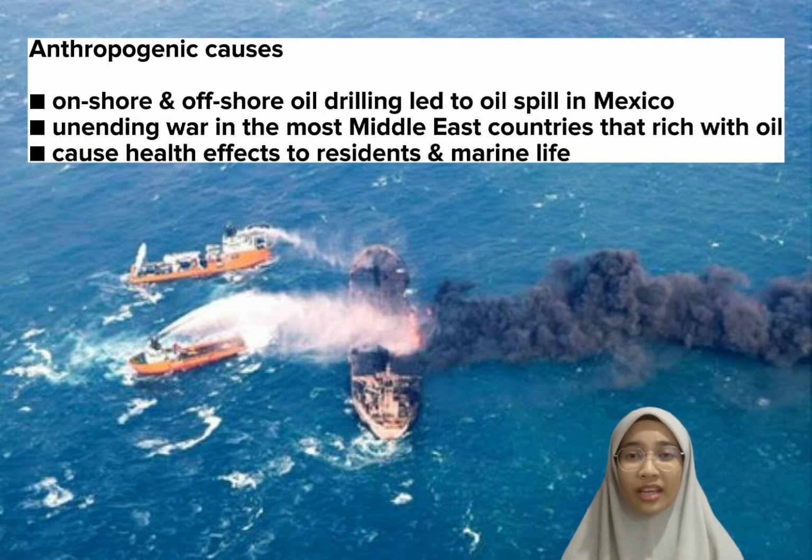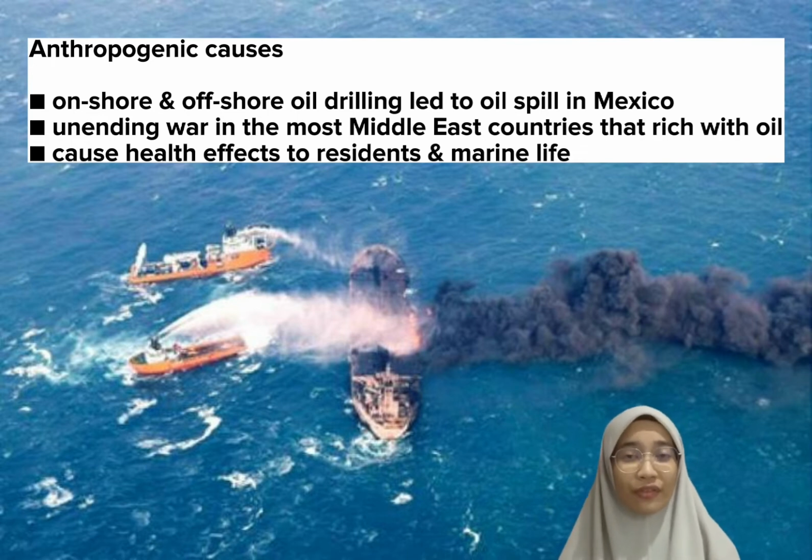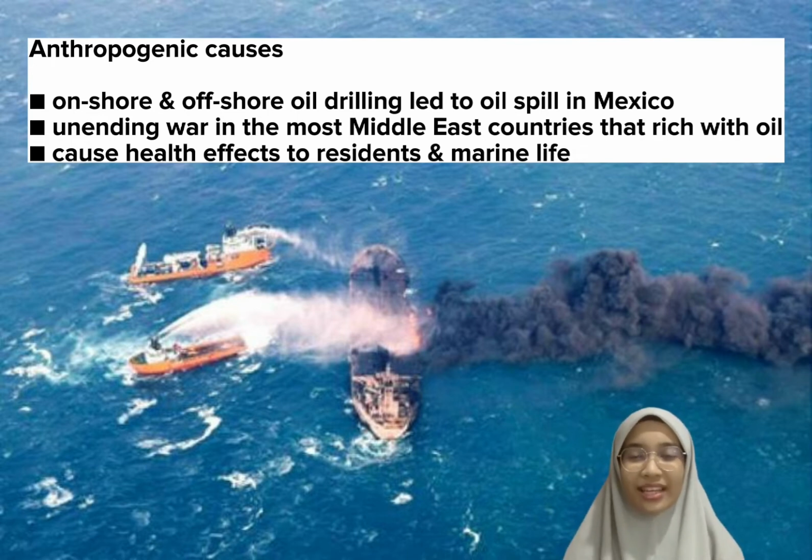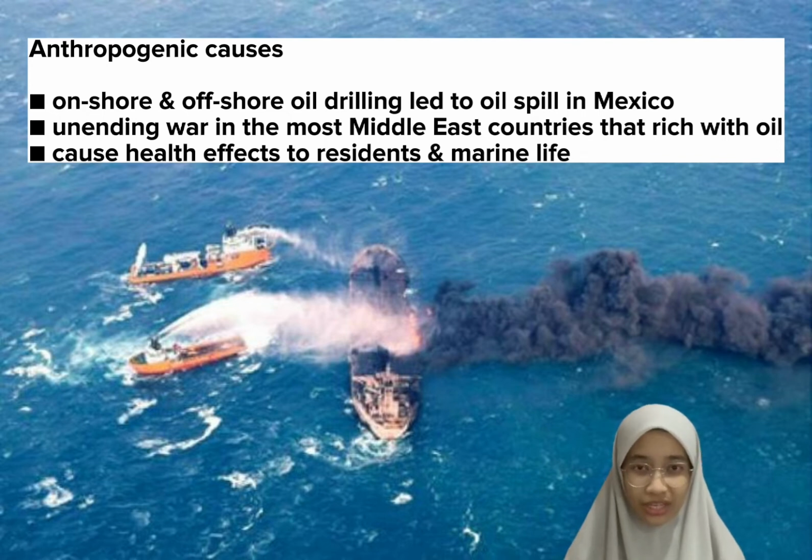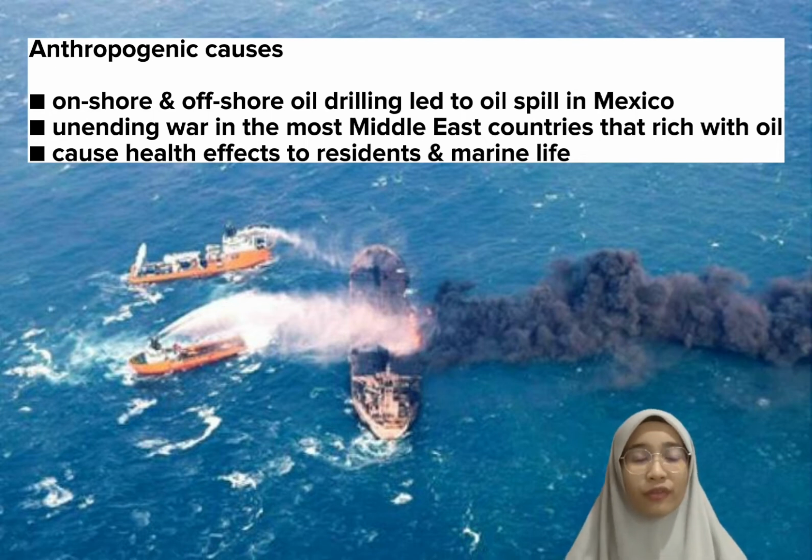Secondly is war. This is another cause of oil spills in the world. Most countries in the Middle East are rich in oil, something that has led to an unending fight between militants, international soldiers, and government soldiers. This has led to the disruption of normal activities in those countries. In addition, due to many oil wells, smuggling has been a key financial route for the militants. This has also caused massive oil spills.